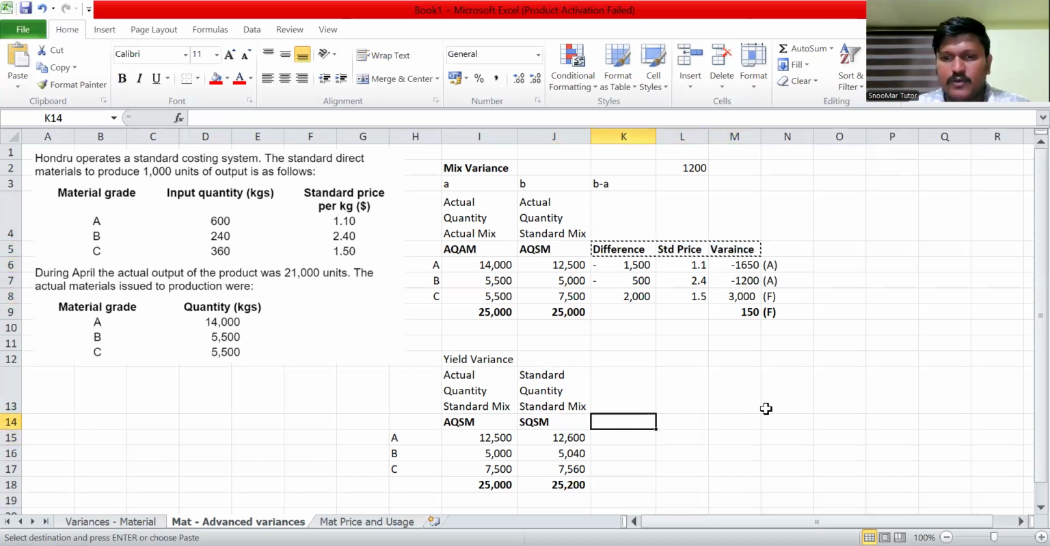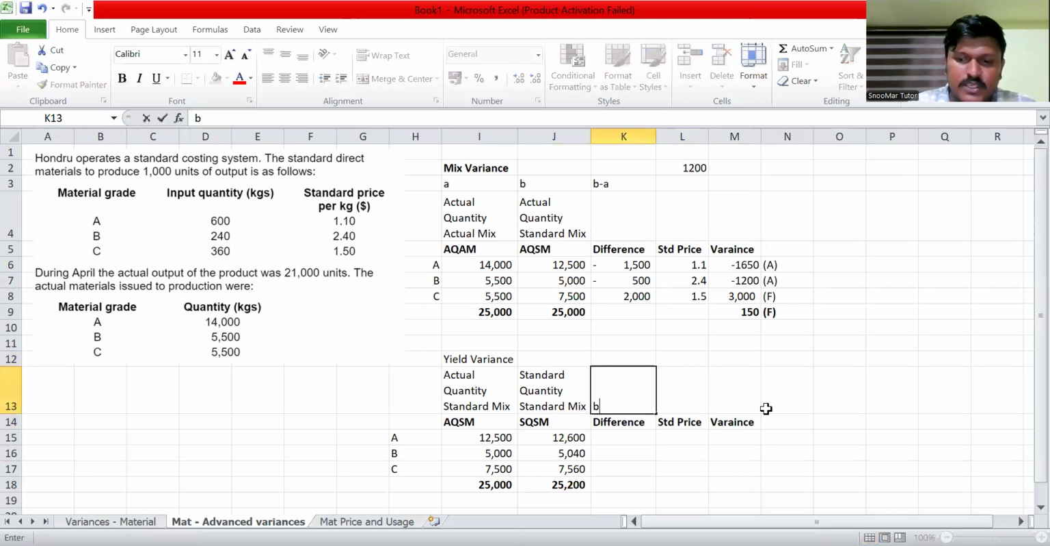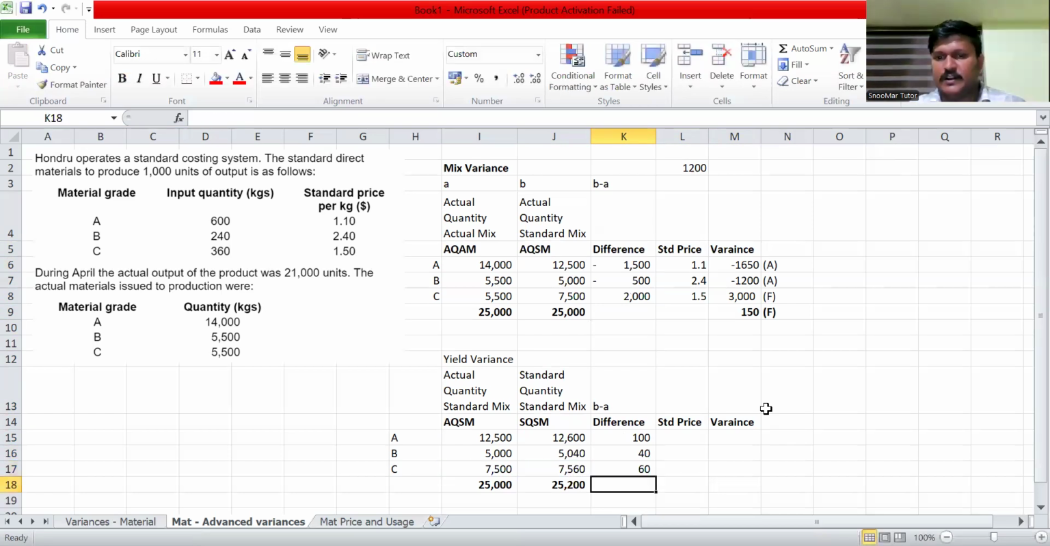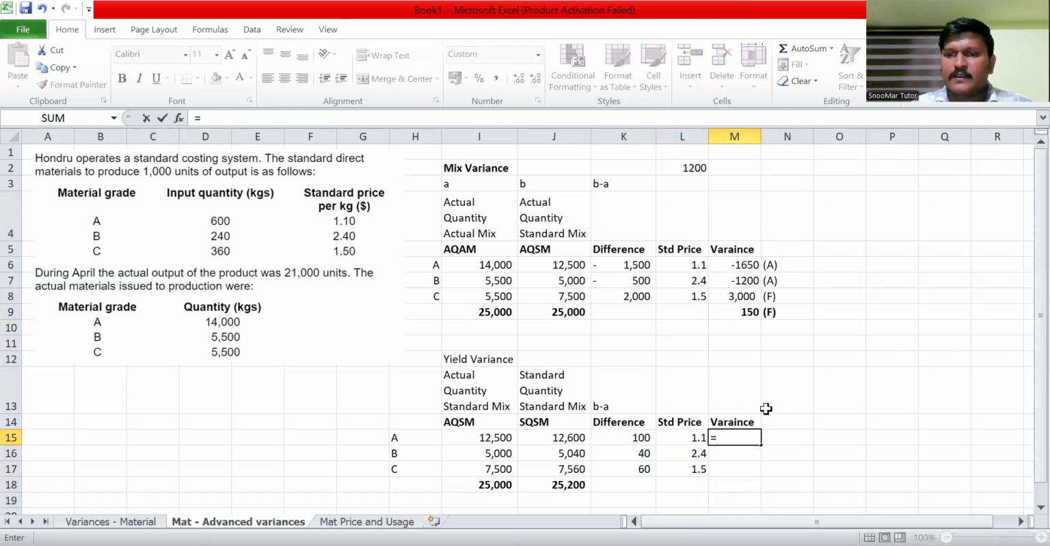So I'll be going for the different standard price variance. So this is again B minus A. What is B minus A? You have to go for 12,600 minus 12,500. Again 5040 minus 5,000. Again 7560 minus 7,500. Okay, now standard price is already the same above. Let's copy paste. Okay, variance is basically 100 multiplied by 1.1.